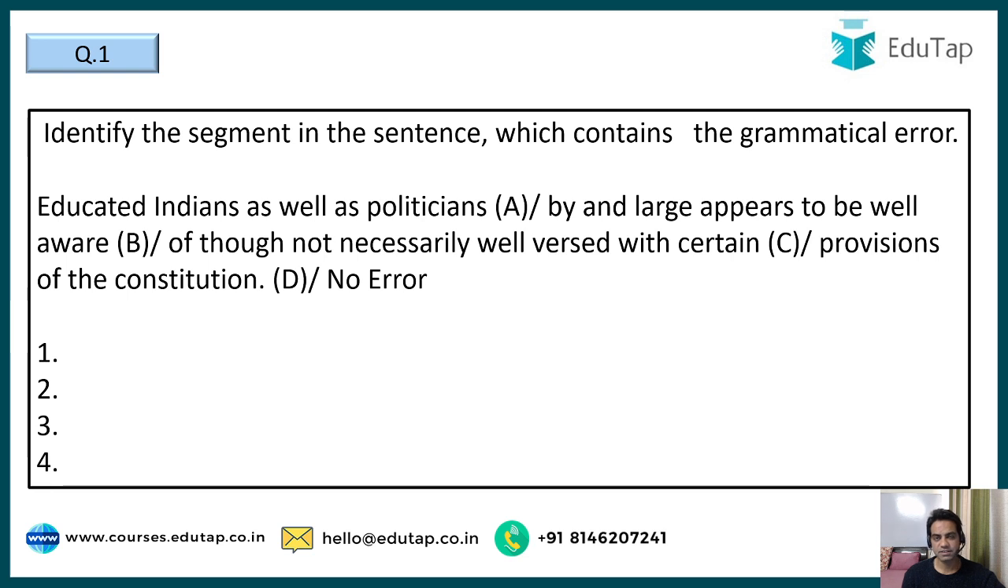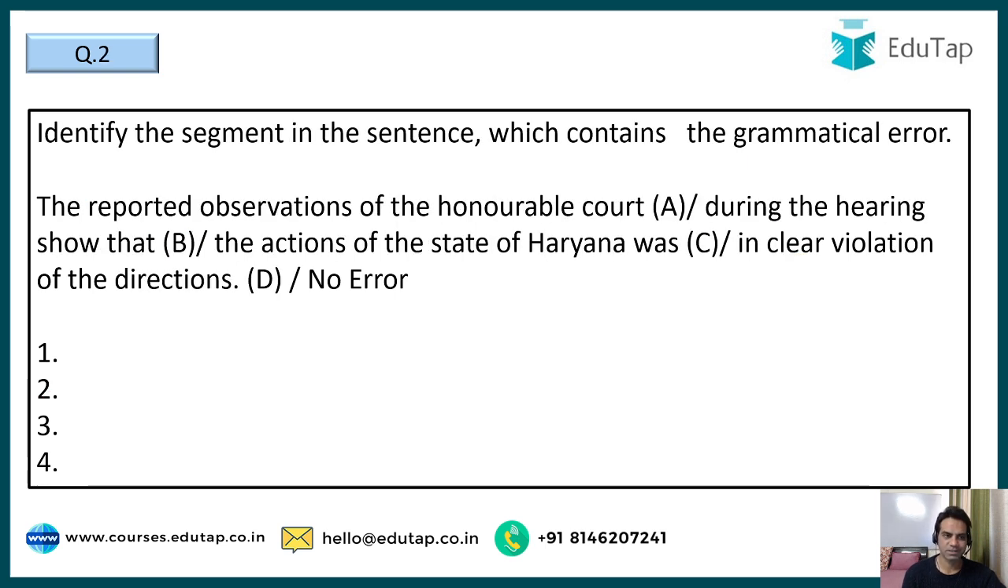So educated Indians, I found my mistake. Educated Indians is plural, and for a plural subject we do not use a singular verb. So it should not be appears, it should be appear. So the correct option was option number B, right? So that's how you basically figure out the errors. So guys, you have to look at the subject verb agreement, the conjunctions, the prepositions, the verb, noun, pronoun, and everything has to be in order to find the error in these sentences.